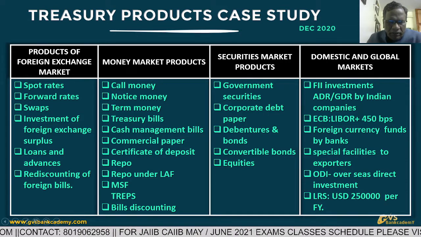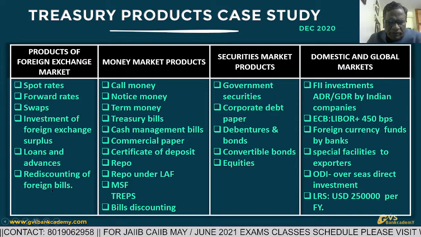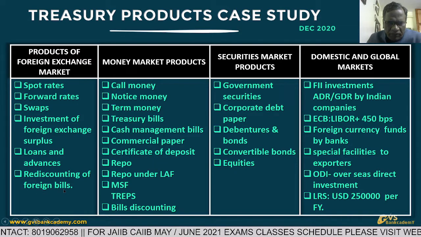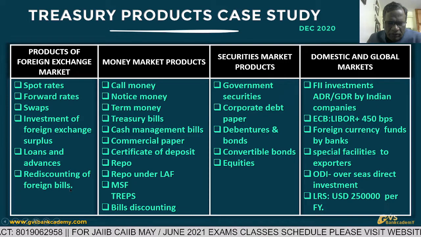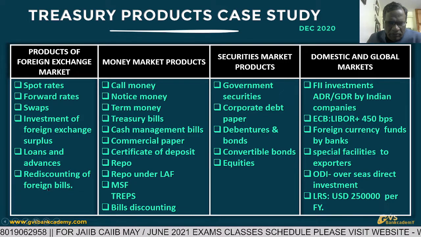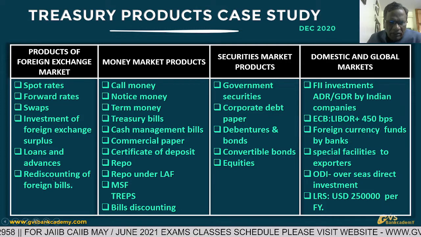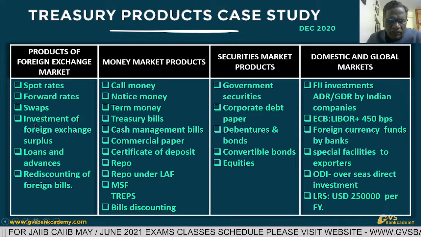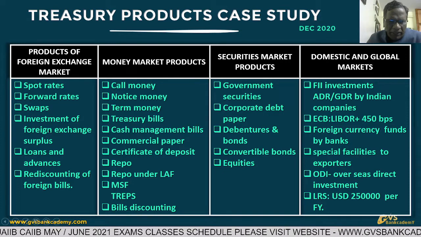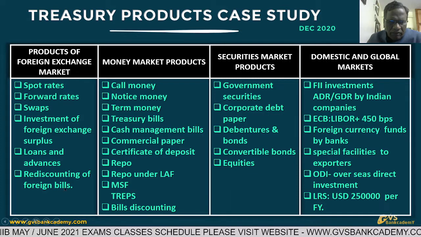Rediscounting of foreign bills. After export, banks discount the bills from exporters. After discounting, if banks require foreign funds, they rediscount the bills with international funds or international banks. That is called rediscounting of foreign bills.